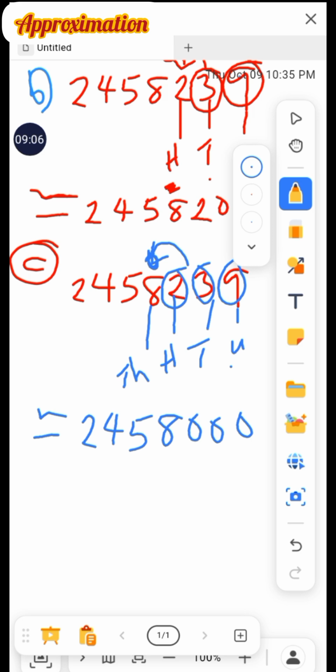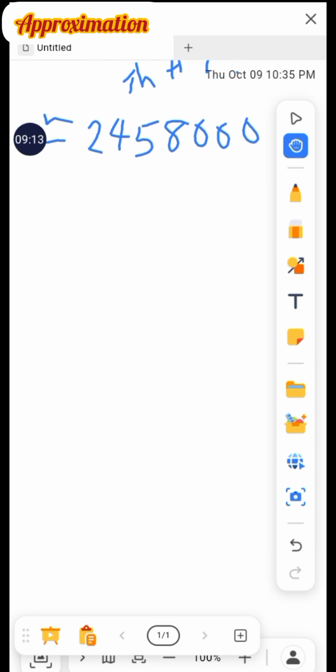And another thing I also like to, let us see another example. They can ask you to do tens of thousands. Just put your place value and you do it accordingly.